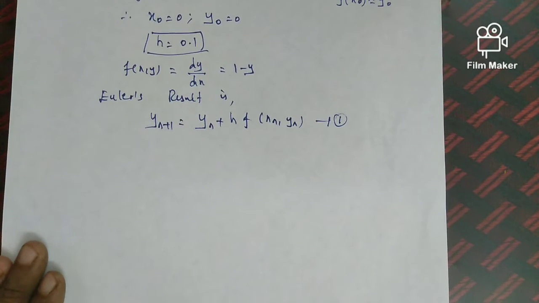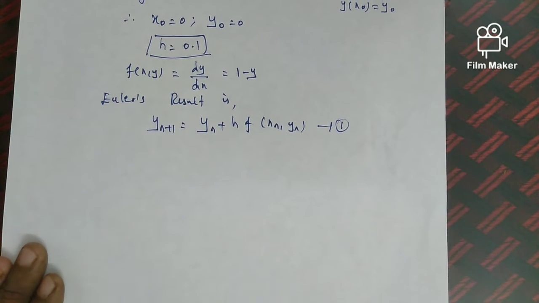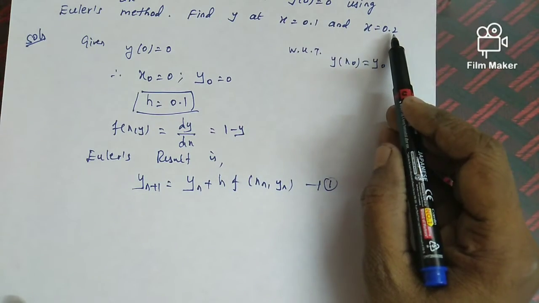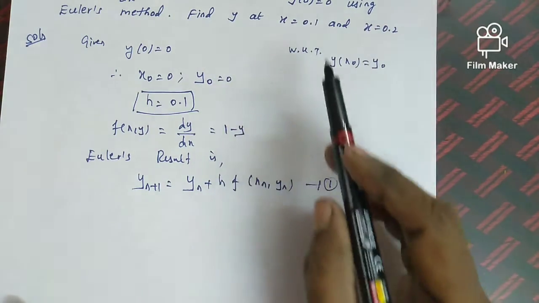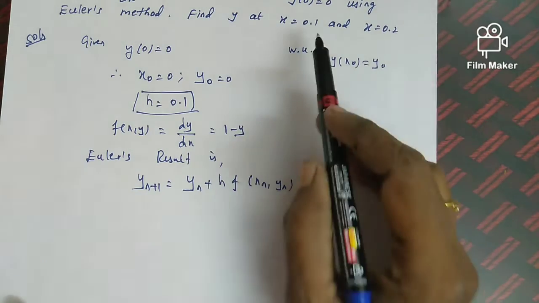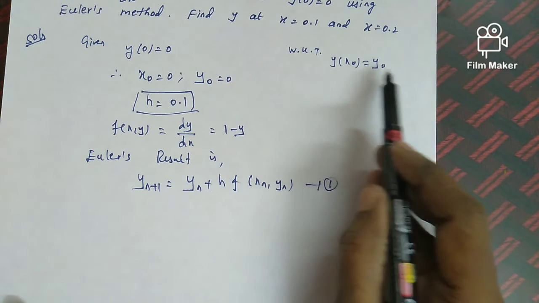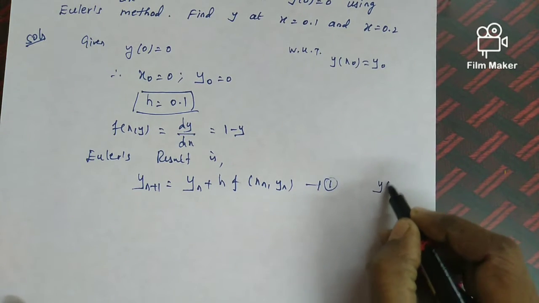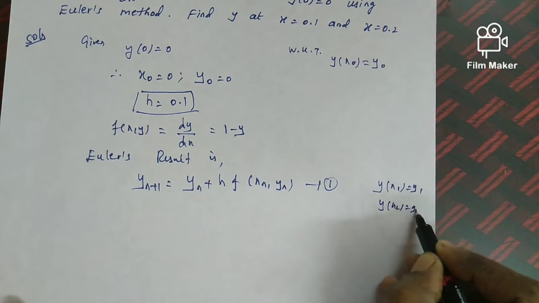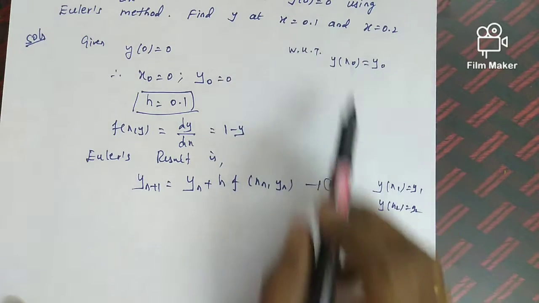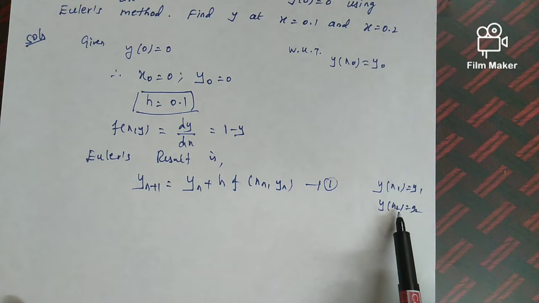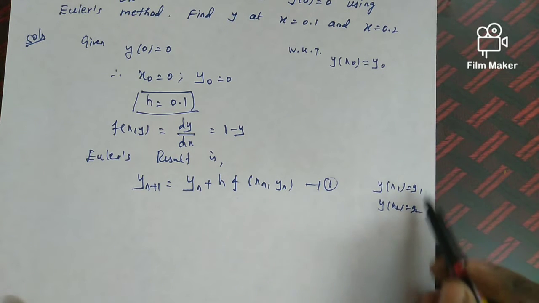Now we are going to give a value for n equal to 0. Why are we giving values? Because in the question it's given that for x equal to 0.1 and x equal to 0.2 we are going to find the value of y, and in the initial condition it's given that y of x naught equal to y naught. So obviously the next values are y of x1 equal to y1, and y of x2 equal to y2. These two can be written as y of x1, that is y of 0.1 equal to y1, and y of 0.2 equal to y2. These two values only we are going to find.